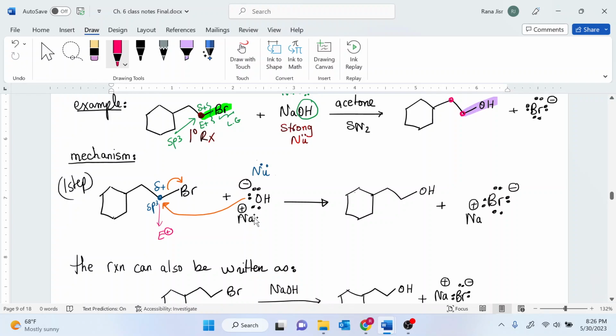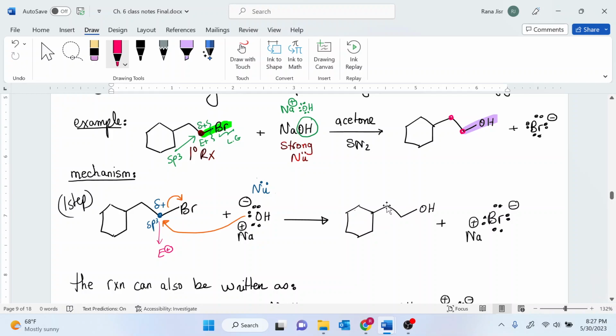Notice that I ignored the sodium because the sodium in here has no role other than balancing the reaction. So it will appear at the end and balance the Br minus. So the lone pairs are going to come and attack the carbon. All of this is going to happen in one step because I'm using a strong nucleophile. So this is going to attack the E plus, and then the bromine is going to leave. Every time I make a bond, I break a bond. This is the rule in there. And I'm going to end up getting the product. So you're going to end up getting your product.